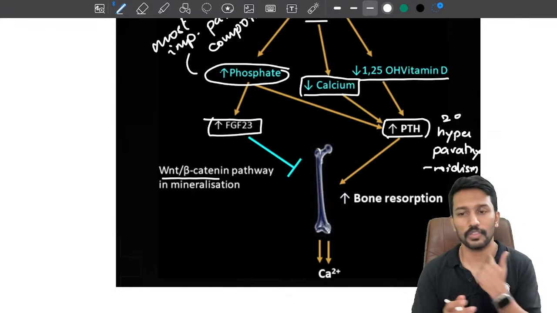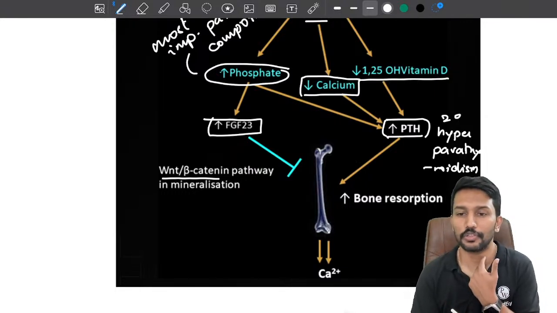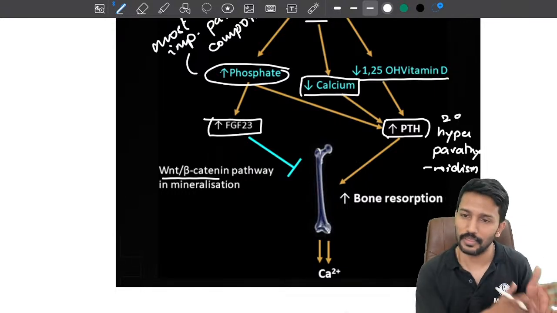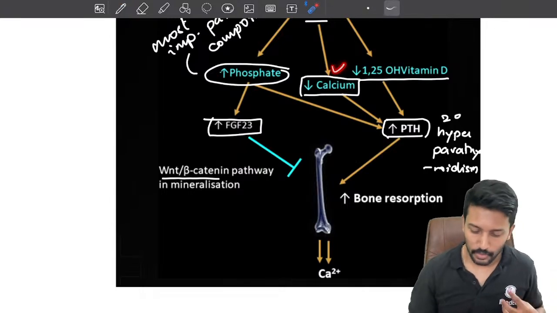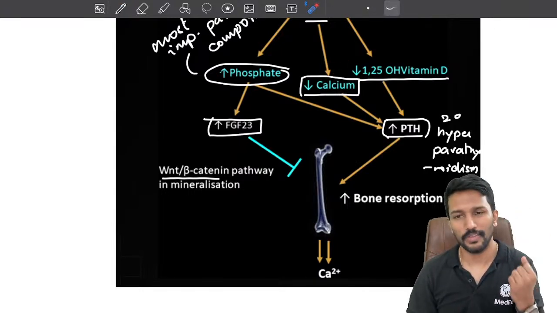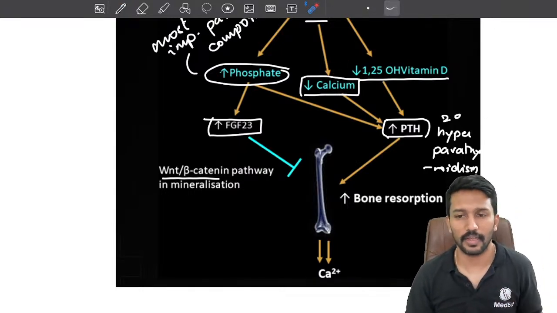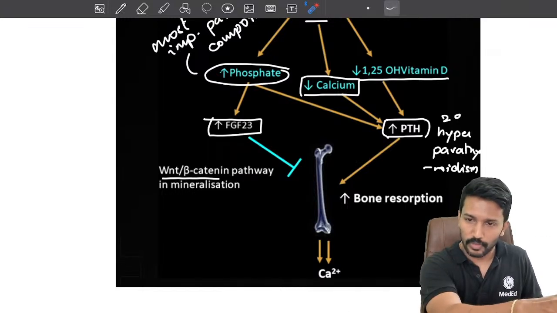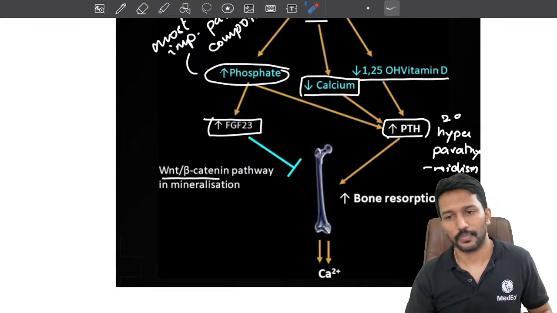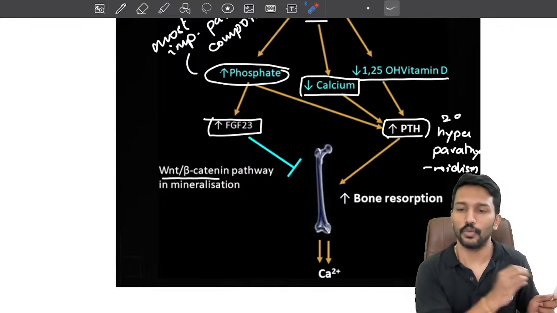Why is it secondary? Because the problem is not because of hyperactivation of the parathyroid gland. It is because of the hypocalcemia that your parathyroid levels are increasing. Once they increase, how does parathyroid increase the blood calcium level? Simple. Parathormone will remove the calcium from the bone and put it into the blood. So it causes bone lysis to increase the blood calcium.